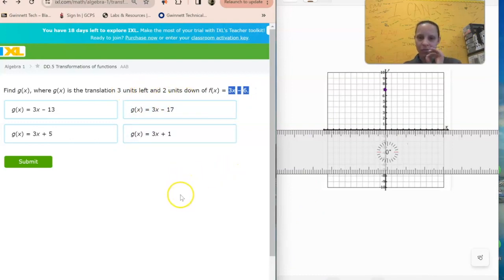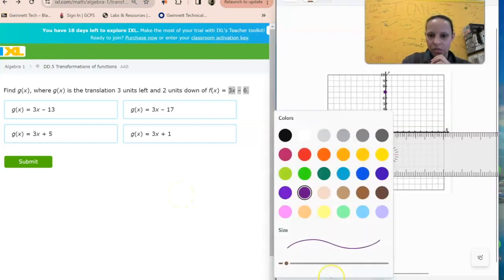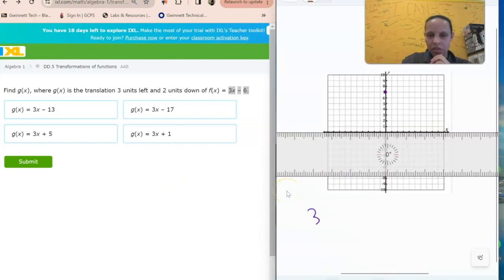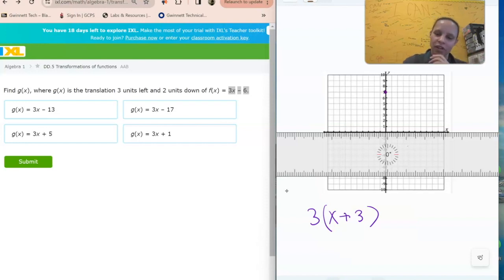All right, so what does that mean? 3 left and 2 down. So I start off with 3. Oops. Maybe this one might be faster with a calculator. 3x, right? And I want to move it 3 left. So what does that mean? Plus 3, because remember it's x and opposite. So opposite will be this way, right? 3 left, and then this one has a minus 6 already, and I want to move it 2 down. So minus 2, 2 down.